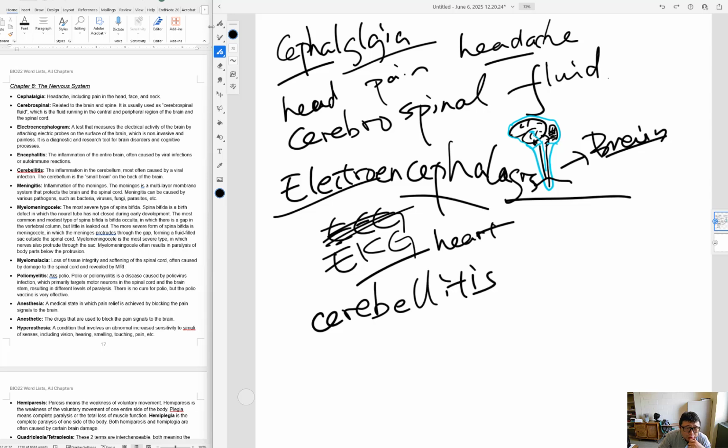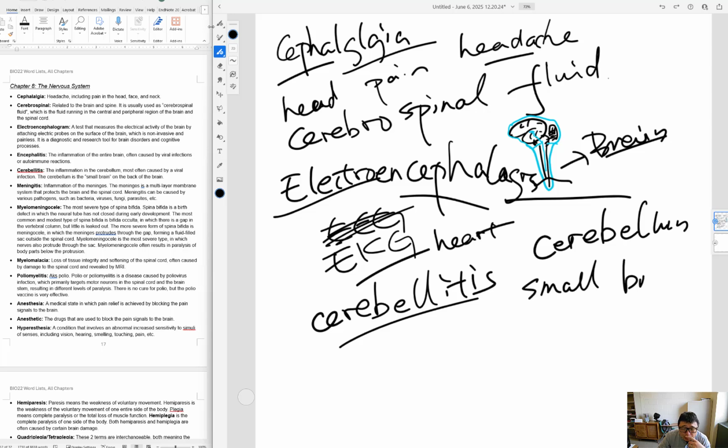Cerebellitis. Let's say cerebellum. Cerebellum means small brain. Where's the small brain? This thing on the back, the cerebellum. So cerebellitis means the infection of the cerebellum, and it's normally caused by a virus. So then let's see.